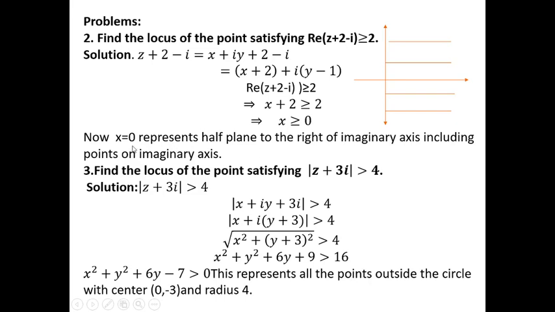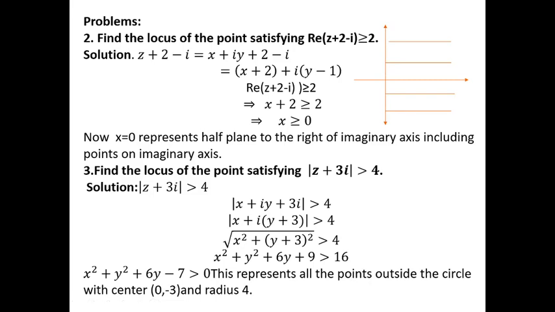Now, x is equal to 0. Greater than or equal to 0 means here it represents the half plane of the imaginary part. See here we have the negative x values, but here we have only x greater than or equal to 0. Therefore, real part greater than or equal to 0 means we consider only this side that represents the half plane to the right of the imaginary axis, including the points on the imaginary axis.